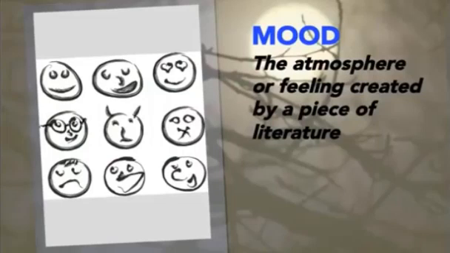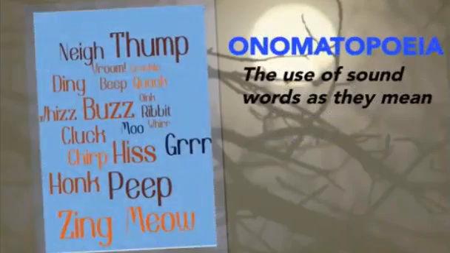First, to begin with the mood. As you know, the mood is the atmosphere or feeling created by a piece of literature. For example, when the mood is a scary or terrifying one, it would be really helpful in creating suspense. Second, it is onomatopoeia. It is the use of sound words as they mean. One example is peep, the sound of the car horn. These sound words help in creating suspense.